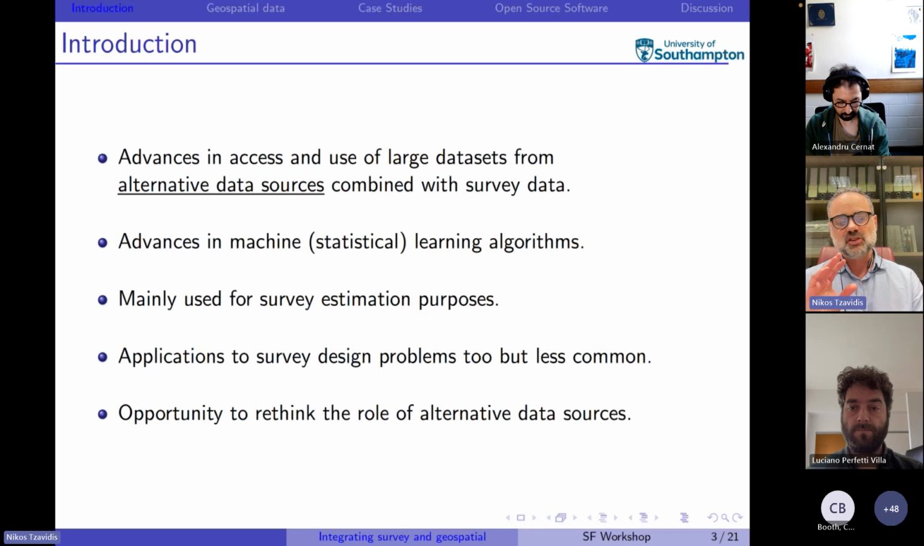This is mainly the application, but there are some applications to also survey design problems, but are less common. So the second case study I'm going to refer to is a case study where potentially the application can be used in a survey design to resolve the survey design issue.